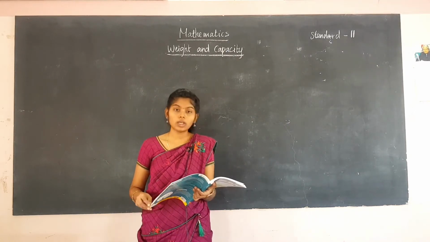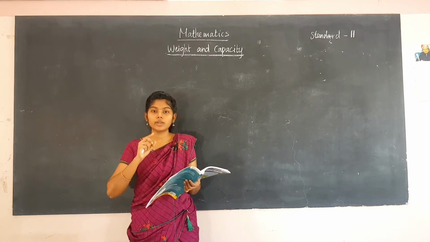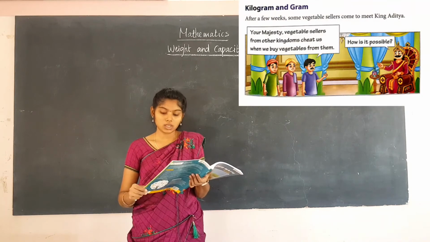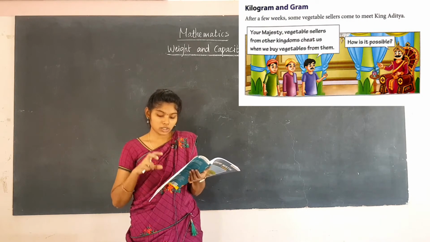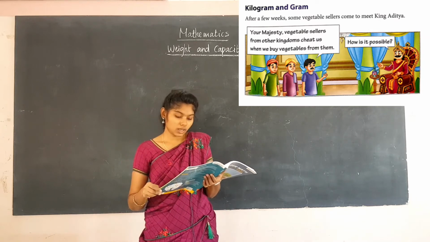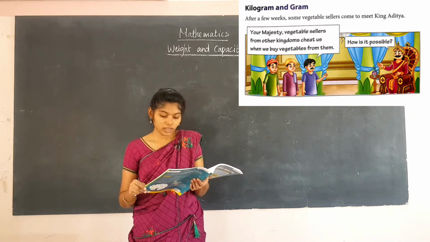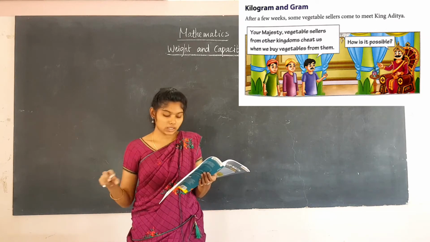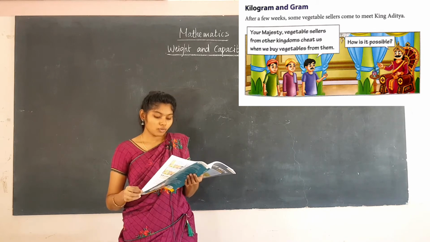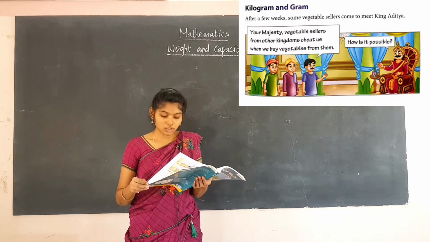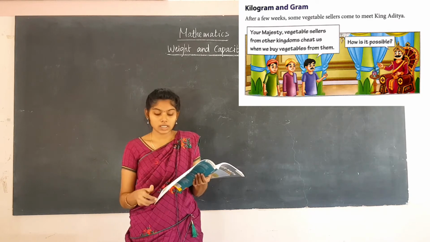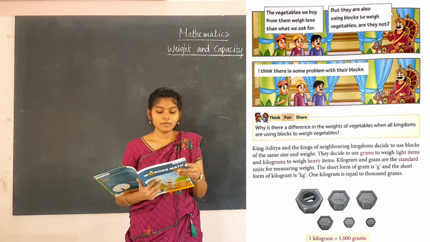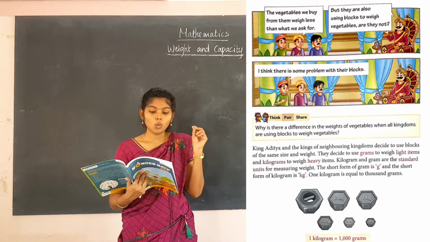And then you are going to see the kilogram and gram. So here you are going to come to know about weight. Kilogram and gram you are going to see here. See the conversation given there with King Aditya. After a few weeks, some vegetable sellers come to meet King Aditya. Your Majesty, vegetable sellers from other kingdoms cheat us when we buy vegetables from them. How is it possible? the king asks. The vegetables we buy from them weigh less than what we ask for.